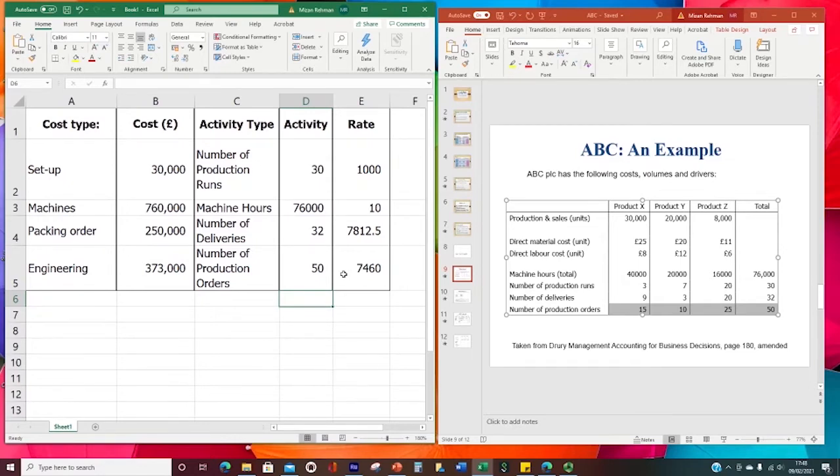So if a product uses more setups, that means it is made in smaller batches. It would attract more of these costs. If a product uses more machine hours, then it will attract more machine cost. If a product has more number of orders, even though it is sold in smaller quantity, but every order is smaller, so it causes more orders, it will attract more cost. And similarly, those products which require more engineering work, maybe more number of inspections or more faults, then it would attract more cost in the engineering area.